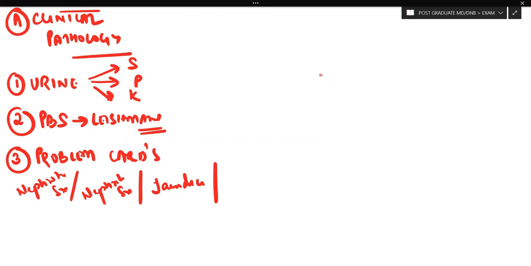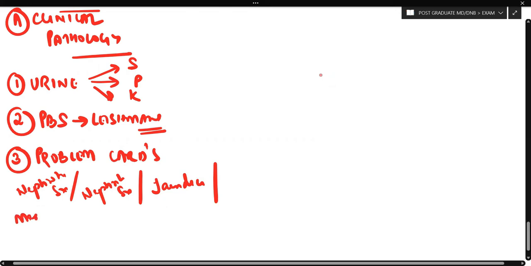Then, for example, they can give you a case of meningitis. They can give you that. Or, for example, they can give you a case of a UTI. Or there can be multiple clinical scenarios. Or, for example, a case of hemolytic anemia. There can be multiple problem cards.